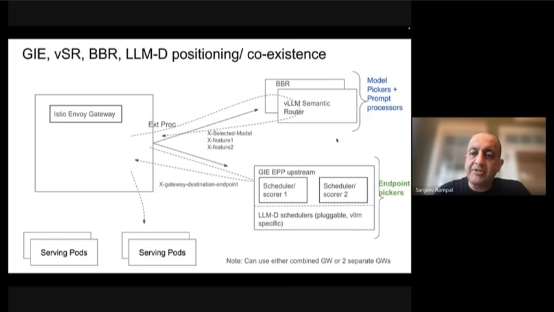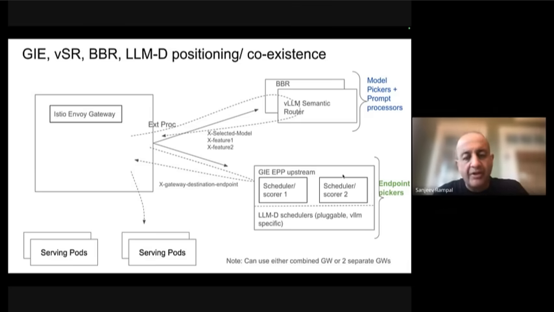One category of extension module is model pickers and prompt processors, and the second category is endpoint pickers. Model pickers, of which the semantic router is one, perform the function of taking a prompt and deciding which of X number of base LLM models is the best optimized to serve this particular request, and that could be based on cost or quality of performance and so on. So it's a model picking function.